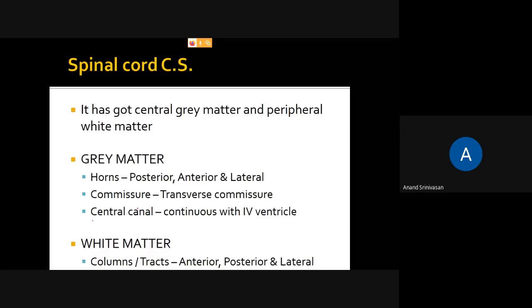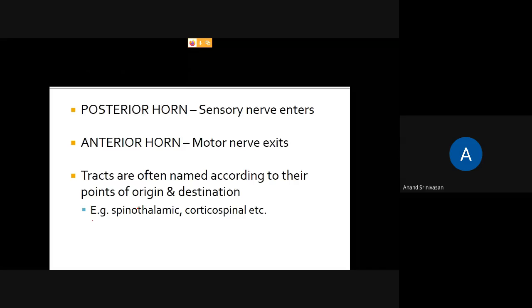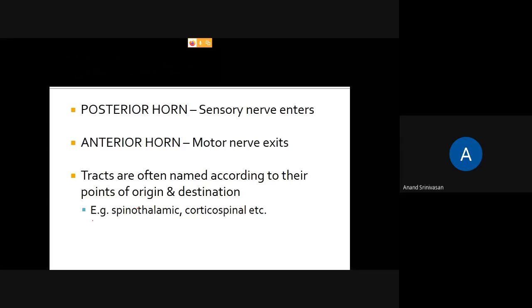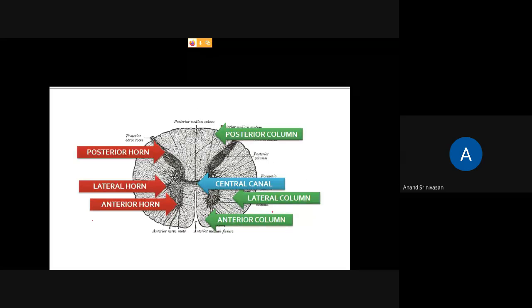Now this will be the last part of today's session, the spinal cord cross section. Now this we have already seen in the spinal nerves. So if you cut the spinal cord, you will be able to see both the white matter and the gray matter. So here you can see there is white matter and gray matter.